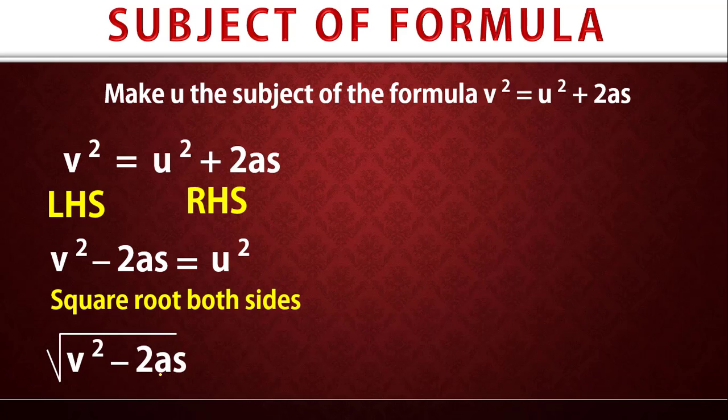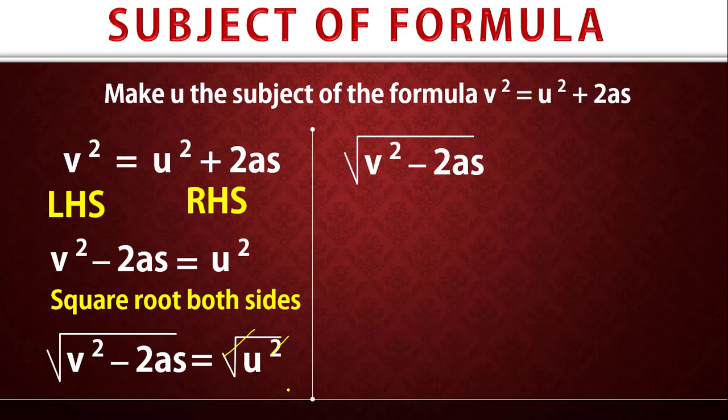Square root of v square minus 2as equals the square root of u square. In this scenario, the square root will cancel out the square, and we have u left there. Now we have square root of v square minus 2as equals u, because u is left here.